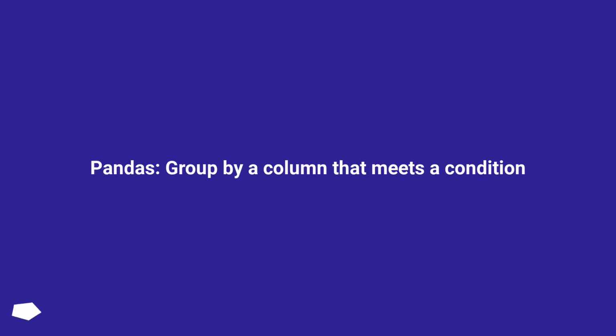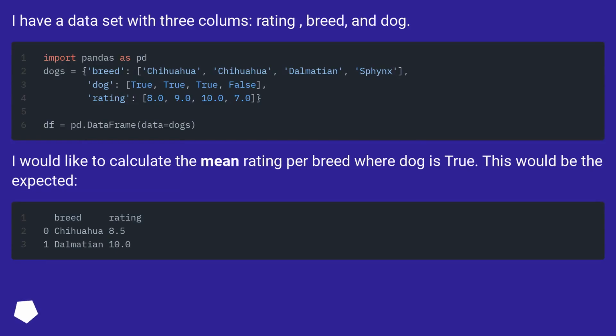Pandas, group by a column that meets a condition. I have a data set with 3 columns: rating, breed, and dog. I would like to calculate the mean rating for breed where dog is true. This would be the expected.